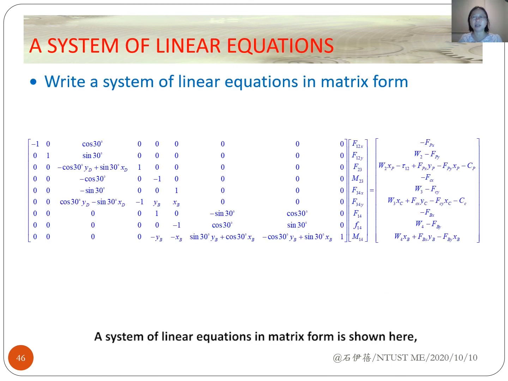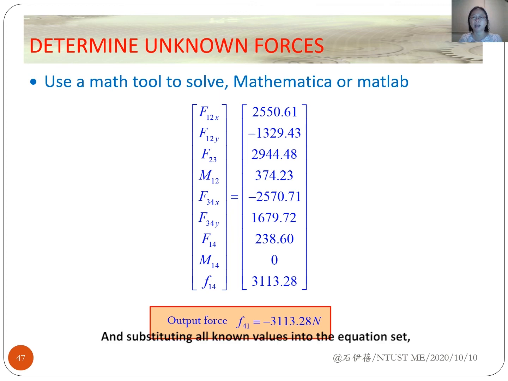A system of linear equations in matrix form is shown here. We can write it according to the dynamic equilibrium equations. And substituting all known values into the equation set, we can solve for the 9 unknown forces. We get output force F41 equal to 3,113.2 Newtons to the left.